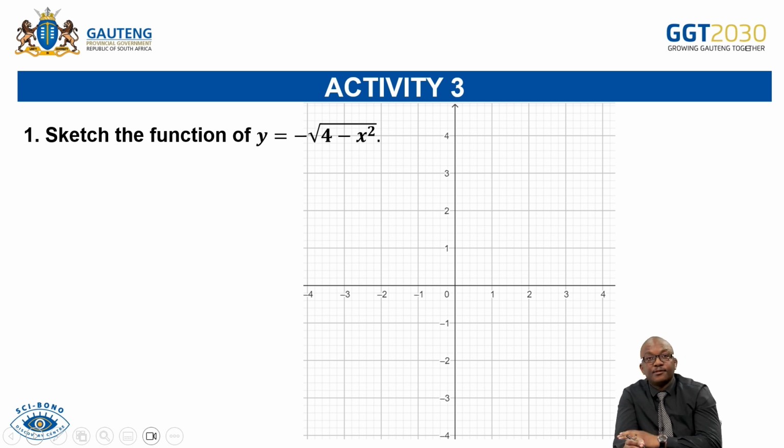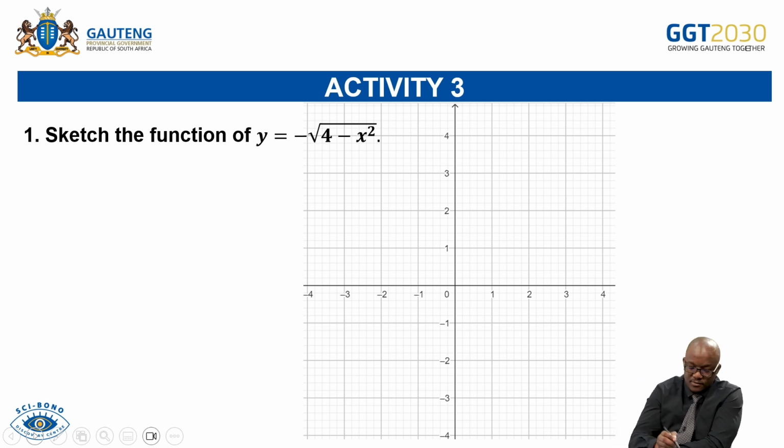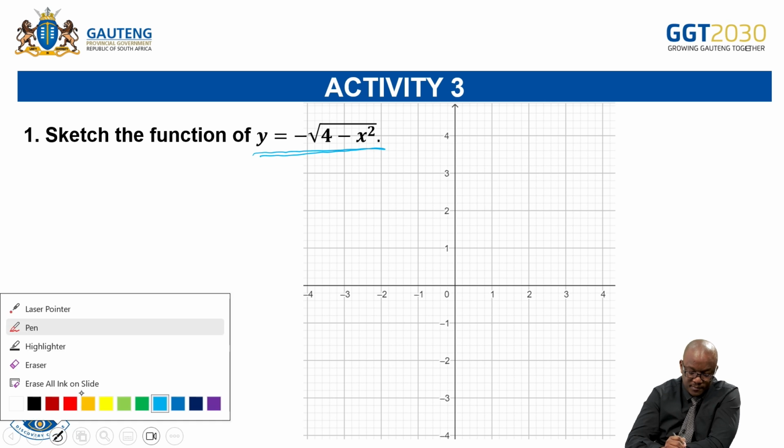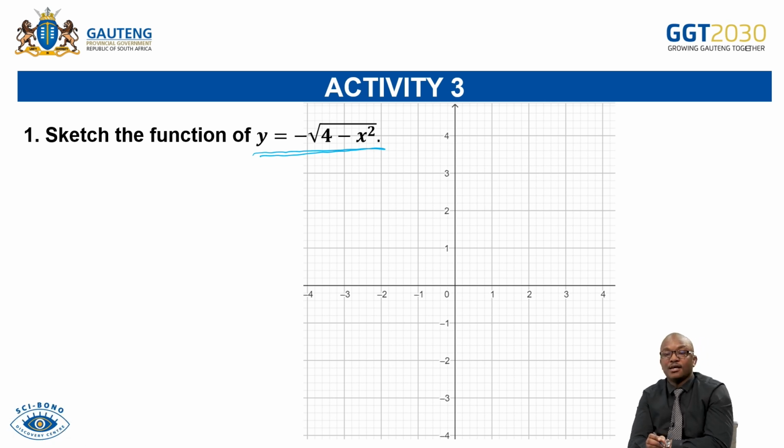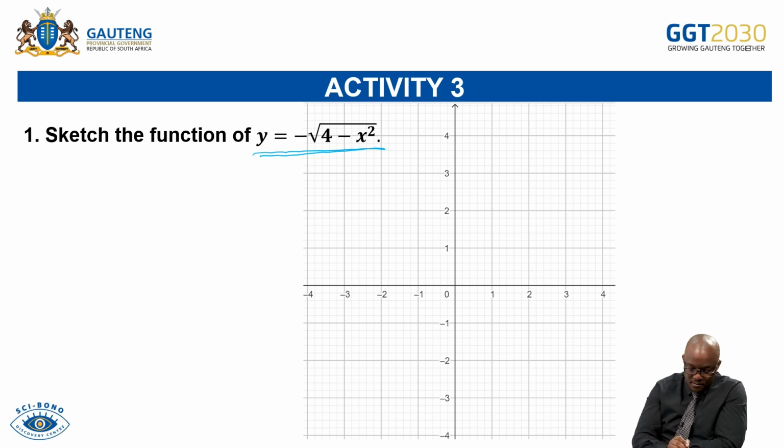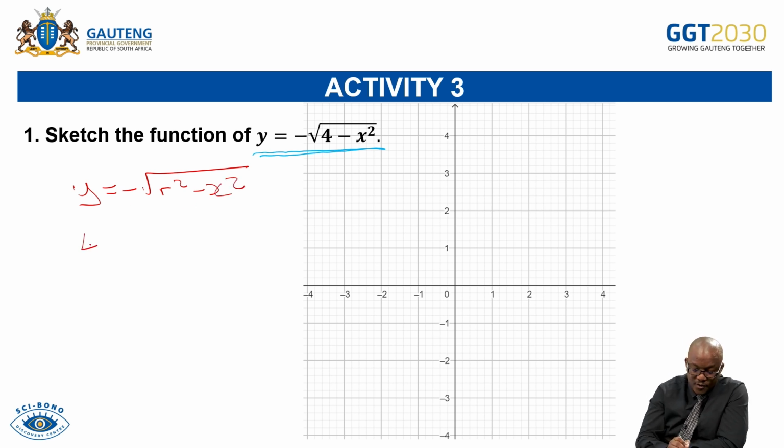Now, the next one that we have is y equal to negative square root of 4 minus x squared. Y equal to negative square root of r squared minus x squared. It's a semicircle. In this case, 4 is representing our r squared.